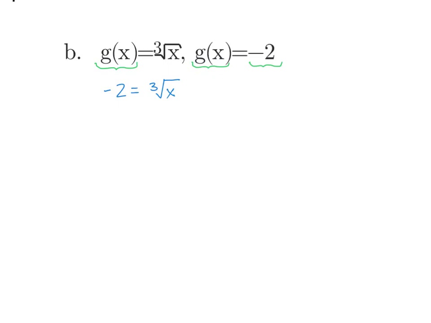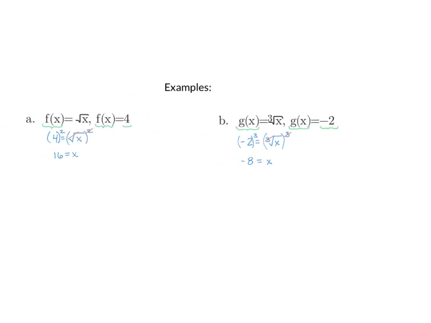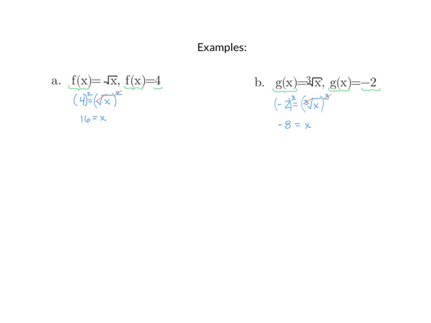Now what do you think we do in order to get rid of a cube root? Well, to get rid of a cube root, I'm going to cube both sides. So we get -2 cubed is -8. And on the right, my cube root and my cube cancel, leaving me with just x. And that takes care of evaluating functions.